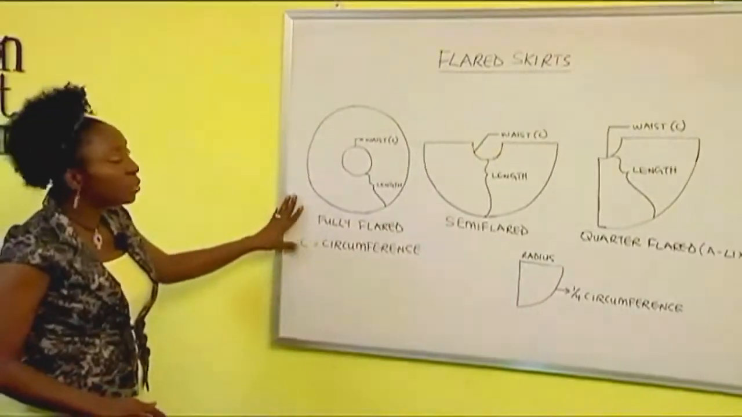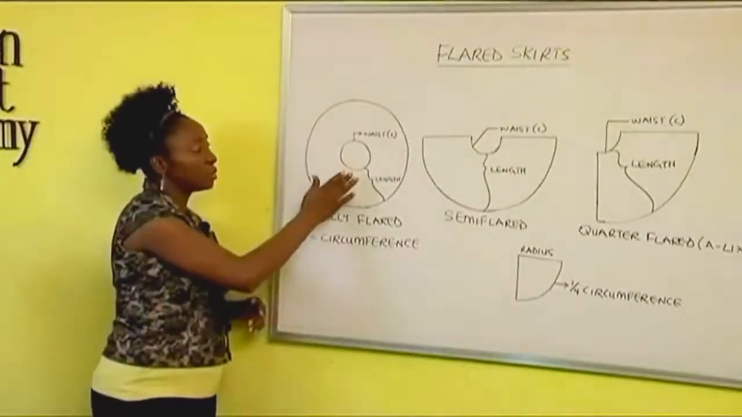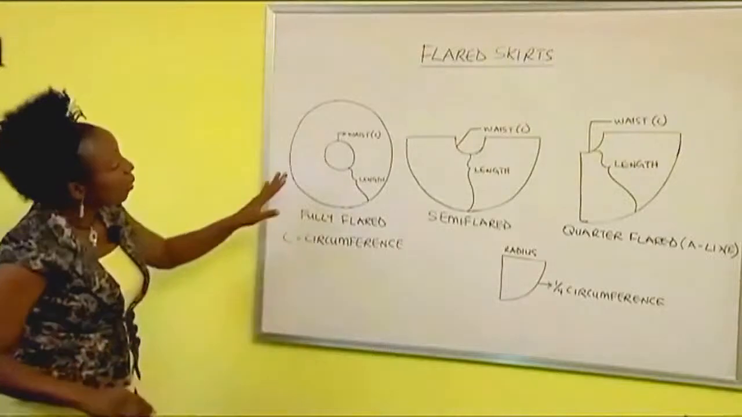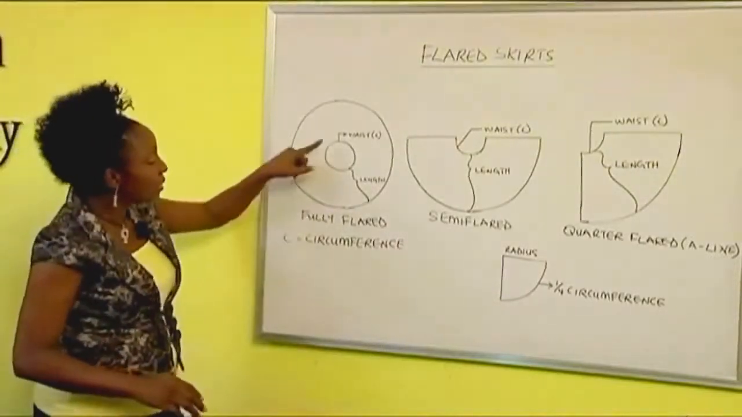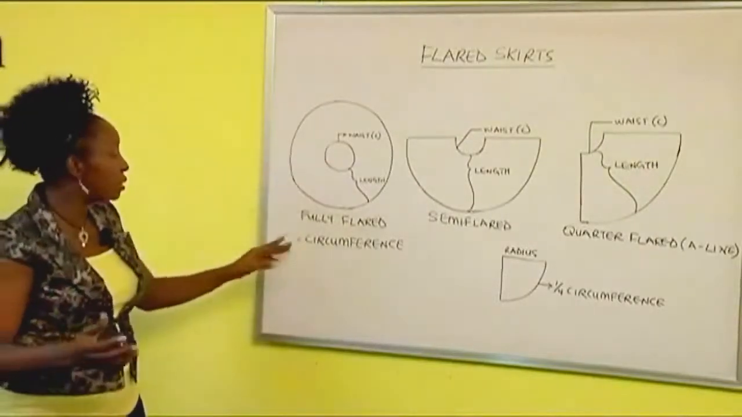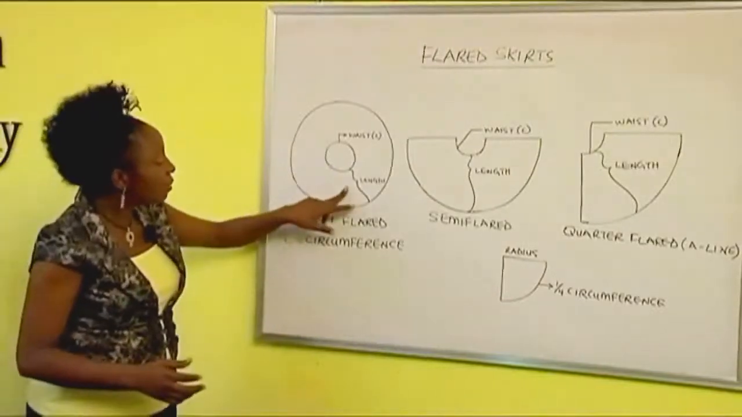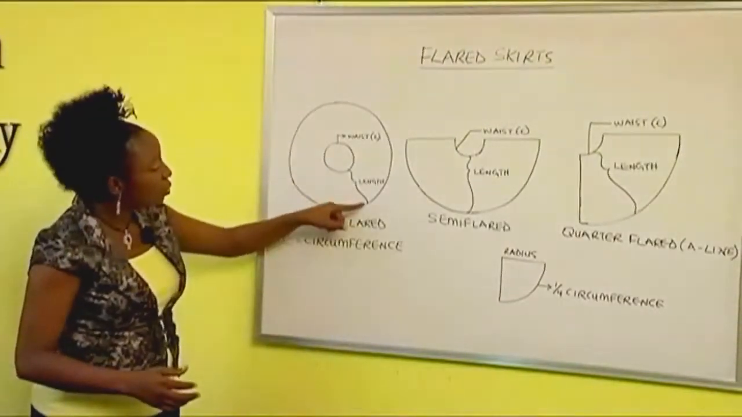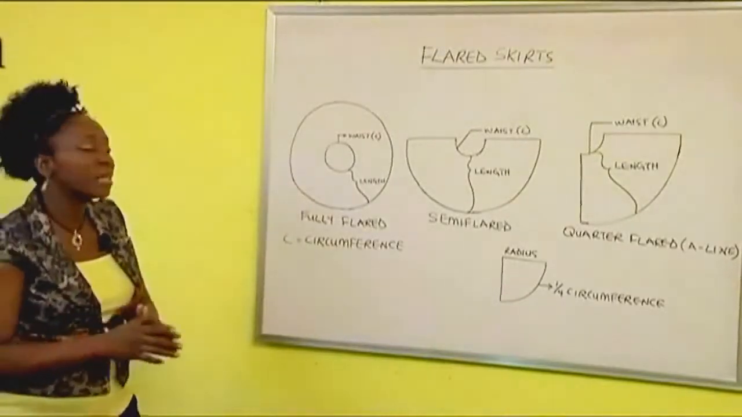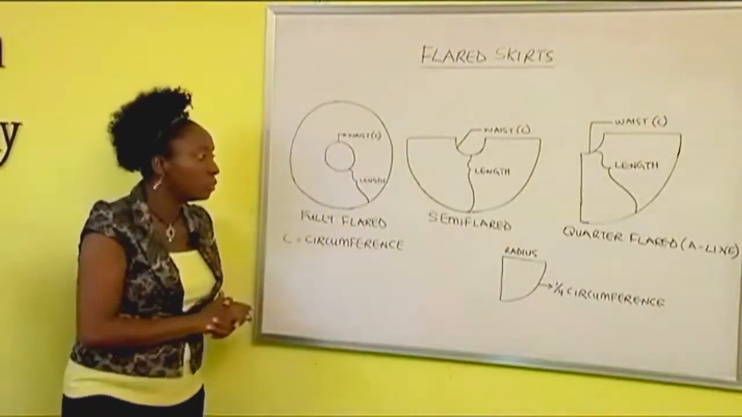Now take a look at the fully flared skirt. As you can see, it's made up of two circles, an inner circle and an outer circle. This inner circle represents the waist, which mathematically is called the circumference. That's what the C is for. Then the length is in between the two circles. The fully flared skirt is made up of a full circle with an internal circle.